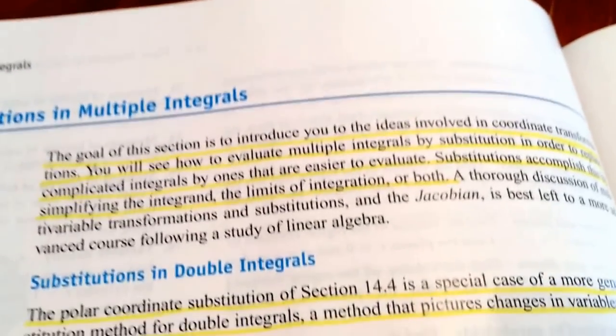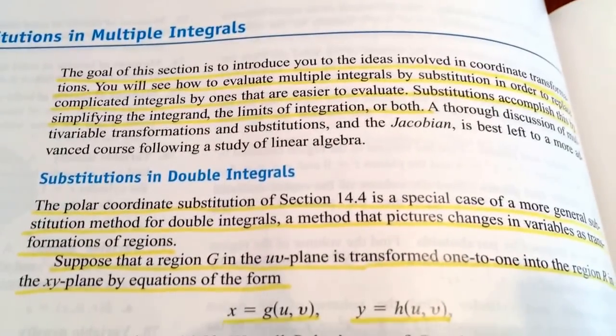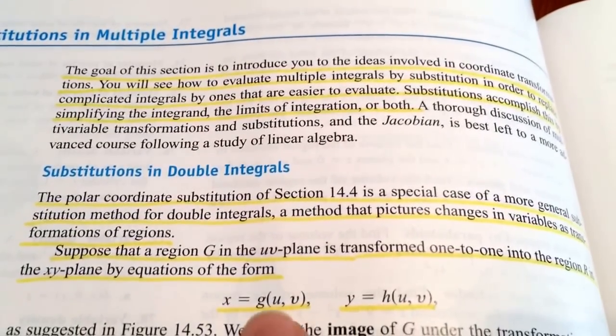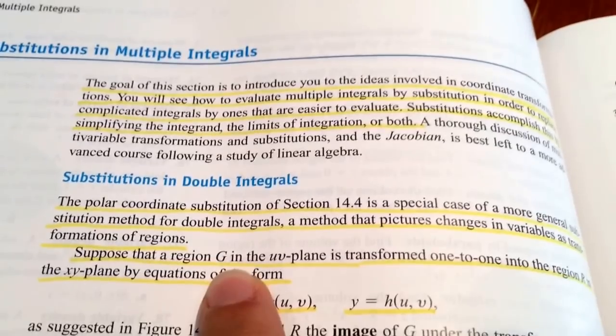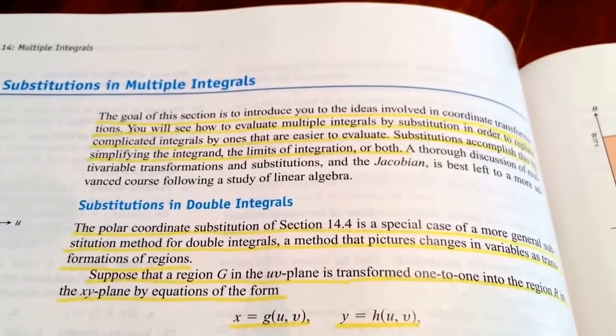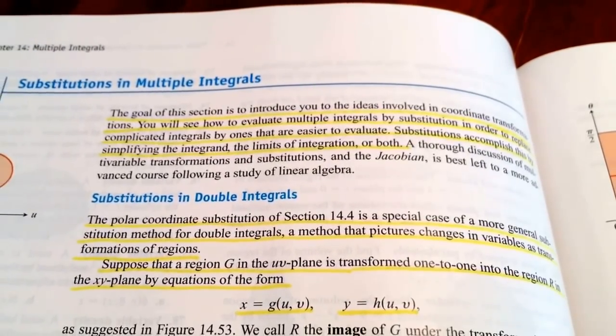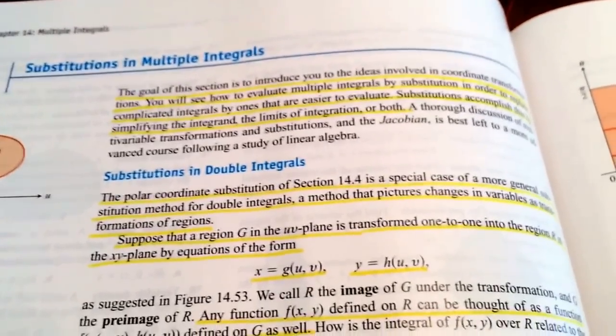I'm not going to read this to you, but let me just point out what you should read. This is page 814, with some information at the top of the page. Here's the U and V. They're talking about G as the region in the UV plane. So whenever you see a G, you know that's the UV plane. Usually they use R for the XY plane, but occasionally they use D. If you're going to do polar, they'll use D. So that's the only thing that's different.